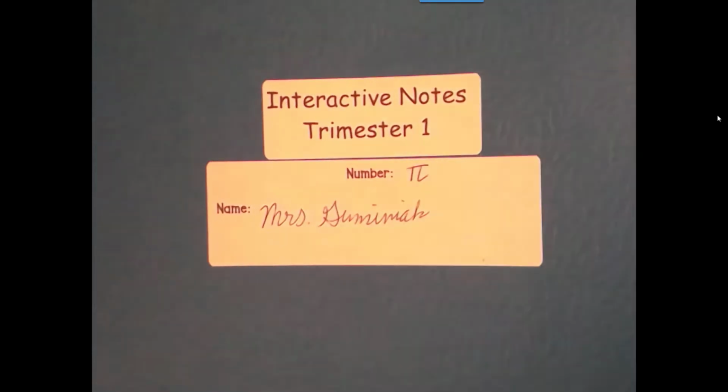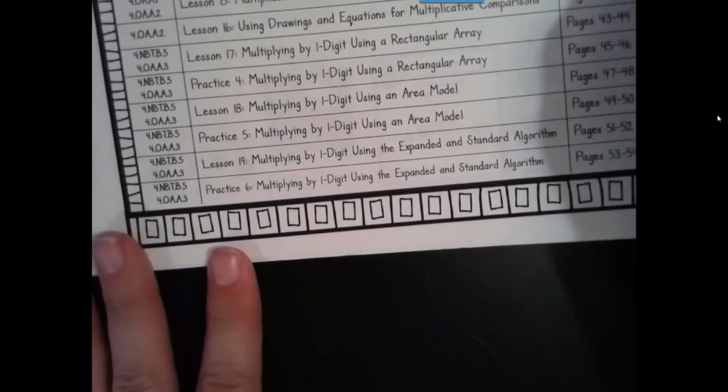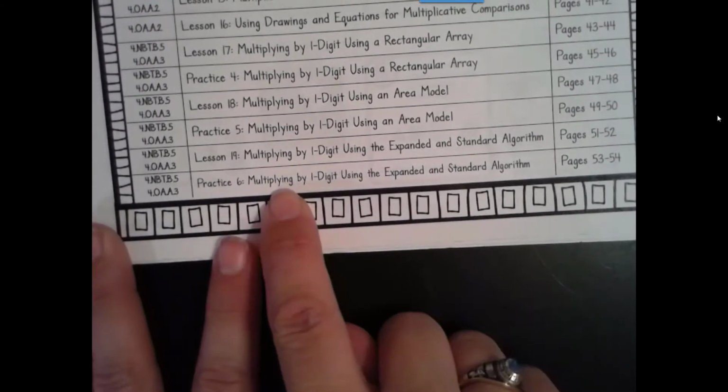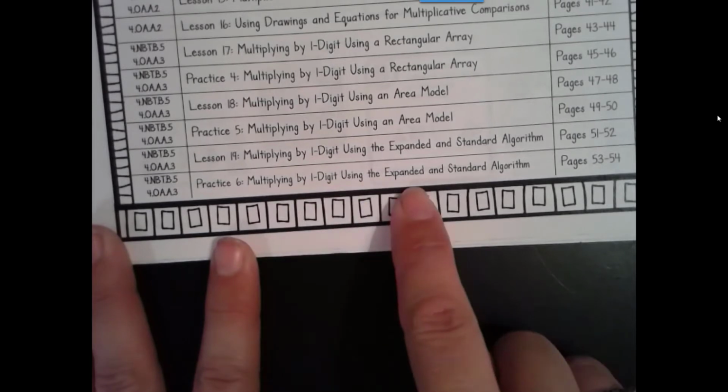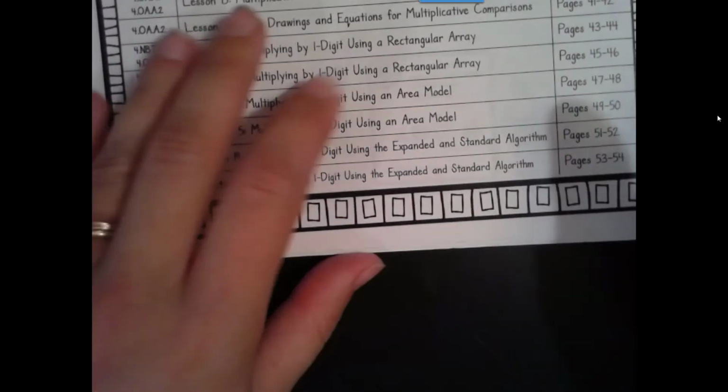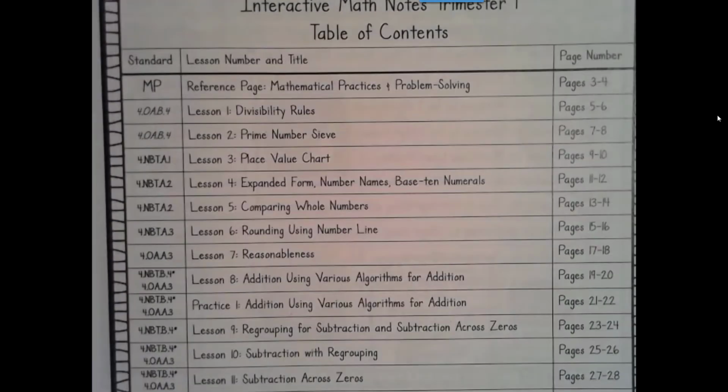Welcome to practice 6 of our interactive notes. We're at the very bottom of our table of contents, so for our next one, we'll start on the next page. So we're practicing multiplying by one digit using our expanded and standard algorithm. It's on pages 53 and 54.